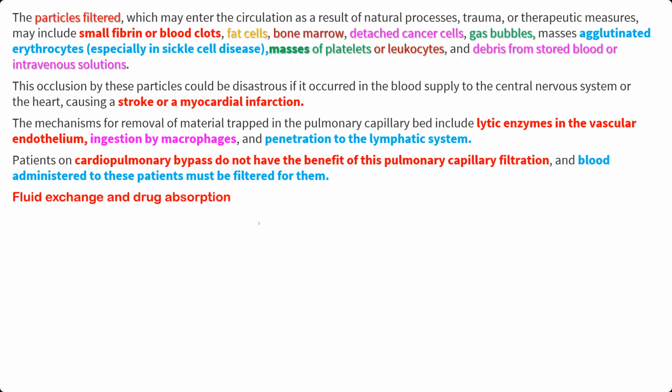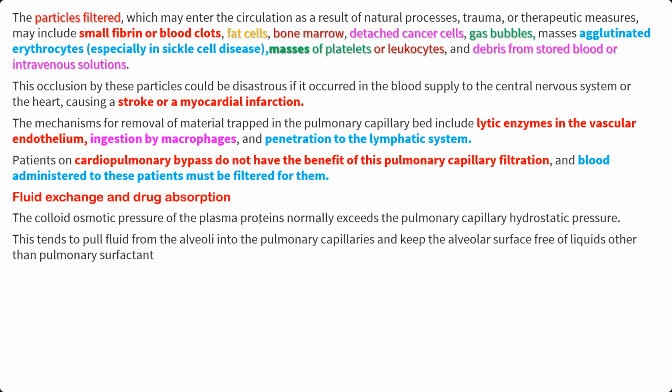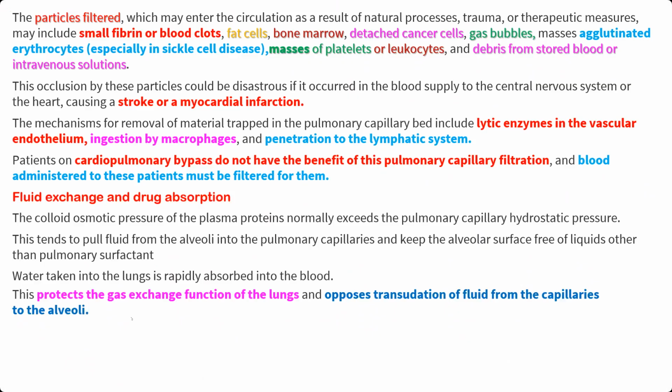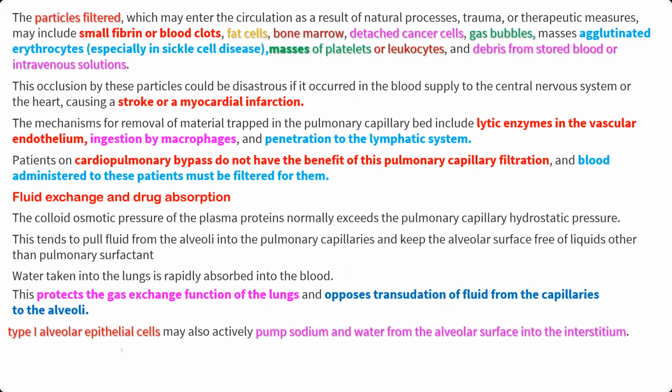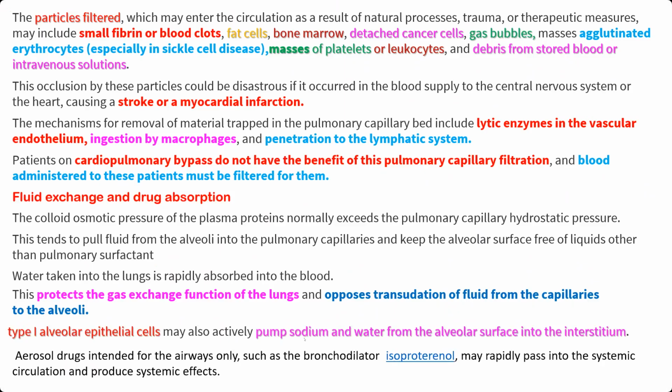And fluid exchange and drug absorption: the osmotic pressure in the plasma proteins is normally higher than the hydrostatic pressure, and when water is taken in the lungs, it is rapidly absorbed into the blood. This protects the gas exchange function of the lungs and opposes the transportation of fluid from the capillaries. And type 1 alveolar epithelium, pneumocytes, pump sodium and water from the alveolar surface into the interstitium. And that is why we don't flood our lungs or alveoli with fluid all the time.